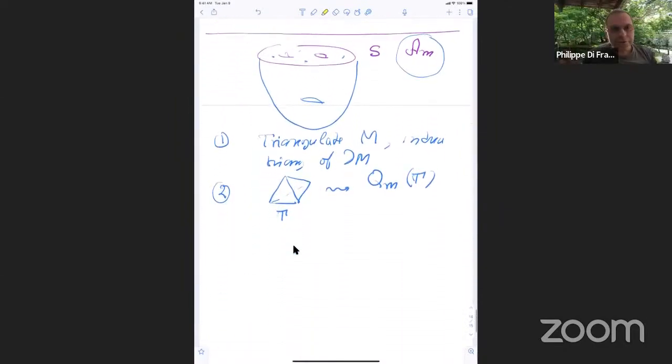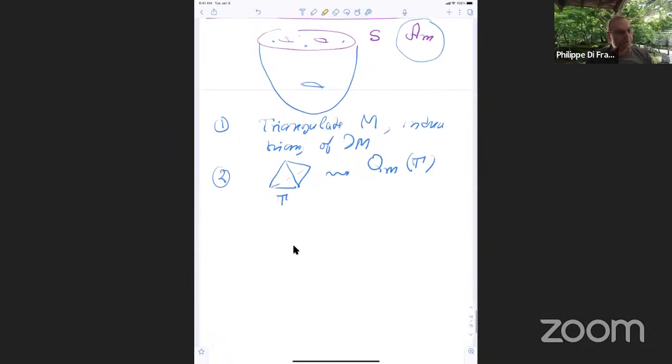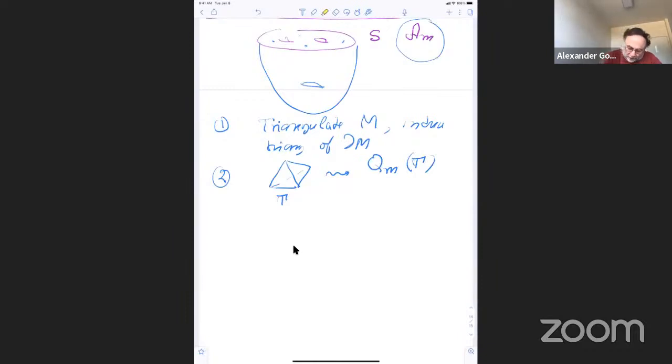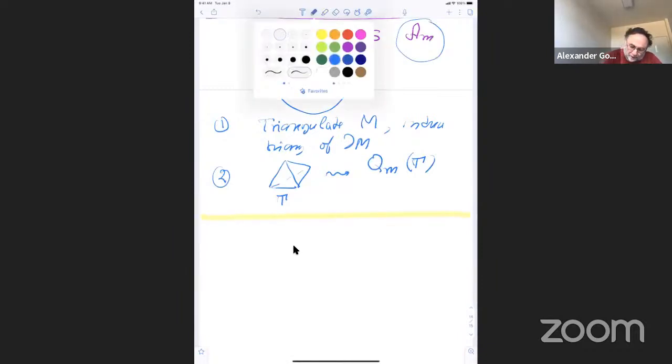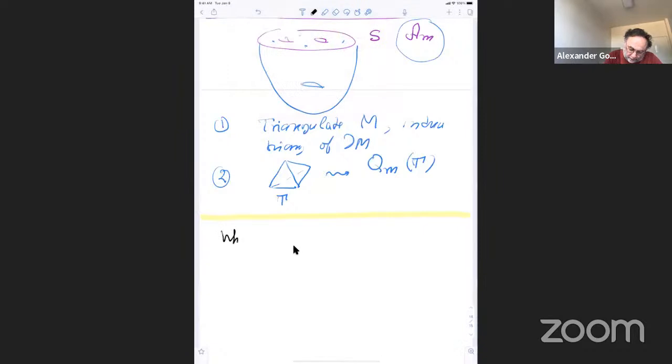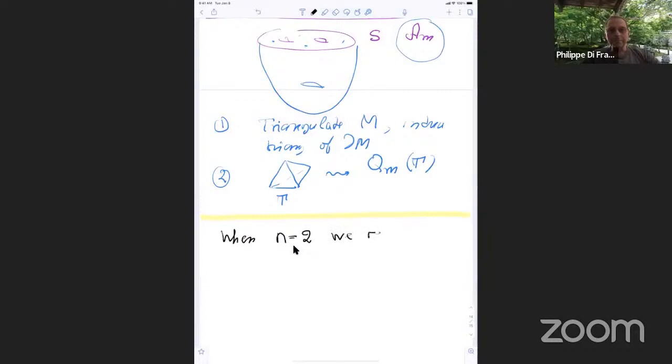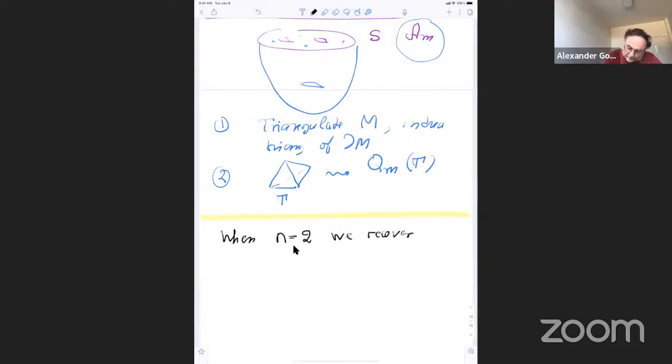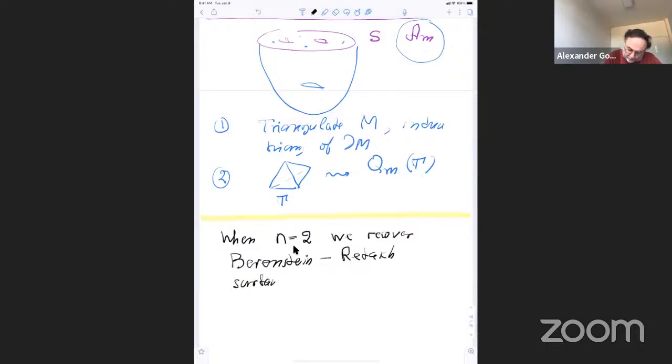I had a second question. Does this reduce to the Berenstein-Retakh... Yeah, I should. Sorry, mea culpa. So absolutely. When n equals 2, we recover Berenstein-Retakh surface cluster algebras. Exactly.